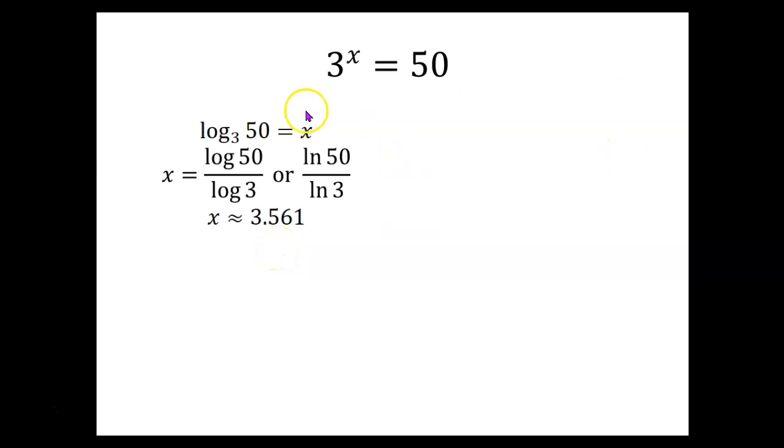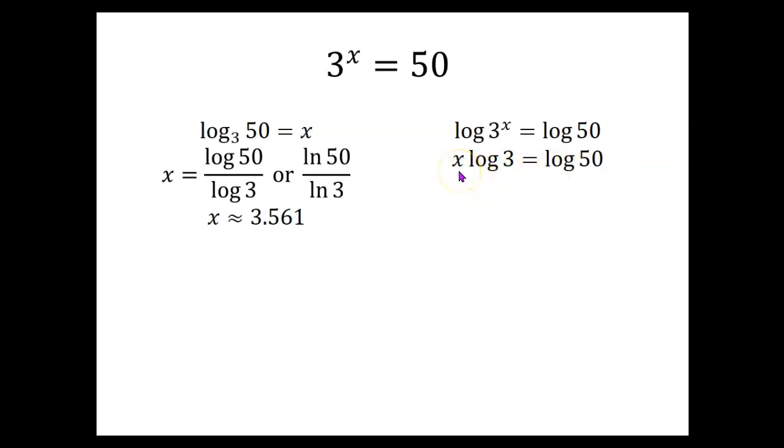Now, another approach would be to take this equation and take logs of both sides. Since 3 to the x equals 50, that means the log of 3 to the x equals the log of 50. Here I've written it as common logs, but we could have also used natural logs. Now we use that property that says that the log of something to a power is equal to the power times the log of the something. So now it's x times the log of 3 equals the log of 50.